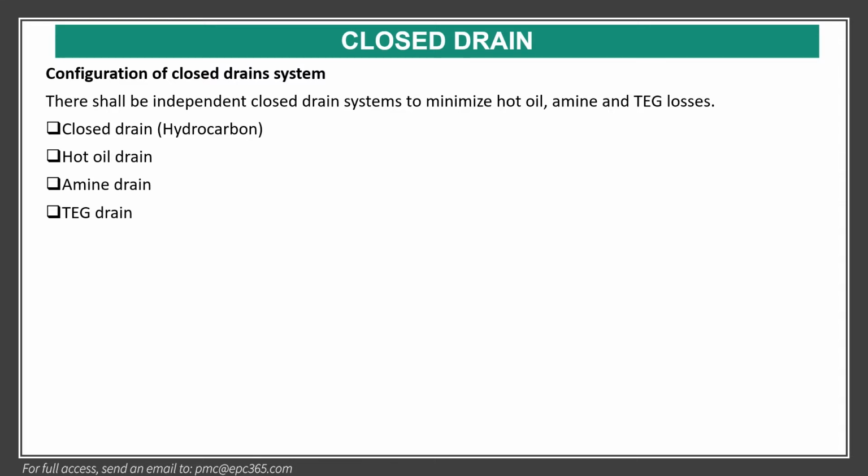So the configuration of the closed drain system shall be an independent closed drain system for hot oil, amine, TEG, etc. Normally the chemicals should be different, and each one has its own closed drain system.